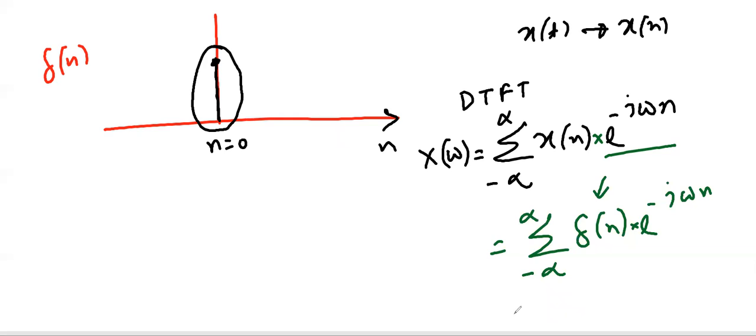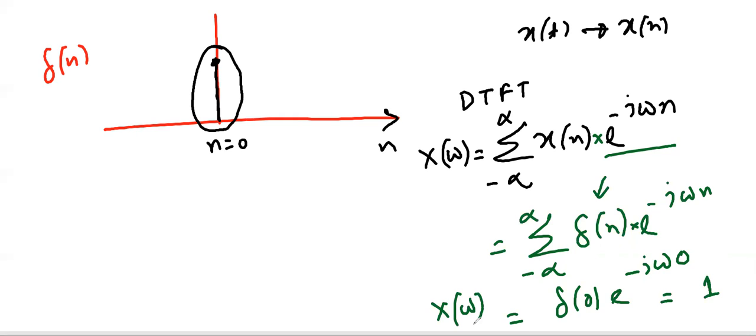So only for n equals 0, we can write this as delta 0. You do not need any summation because there is only one value. And e to the power minus j omega n, with n equals 0. So what would be the value? E to the power 0 is 1 and delta 0 is 1. So the output is 1. So this is our X(omega). We found X(omega) is equal to 1.